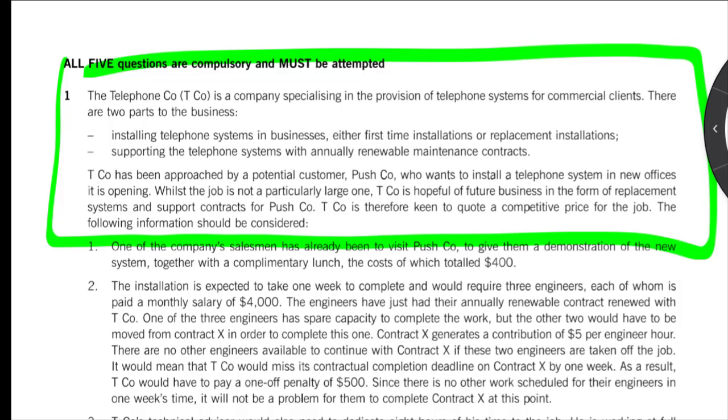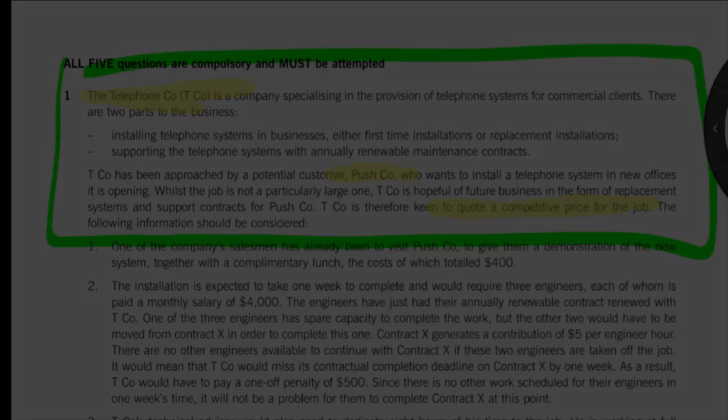We find a telephone company that is looking to win a new contract with a new client, Pushco. The company would like to set a competitive price for this project so they can get more work. In order to set a competitive price, they need to understand their break-even price, which would be the relevant cost of this job. So we will calculate the relevant cost of this project.